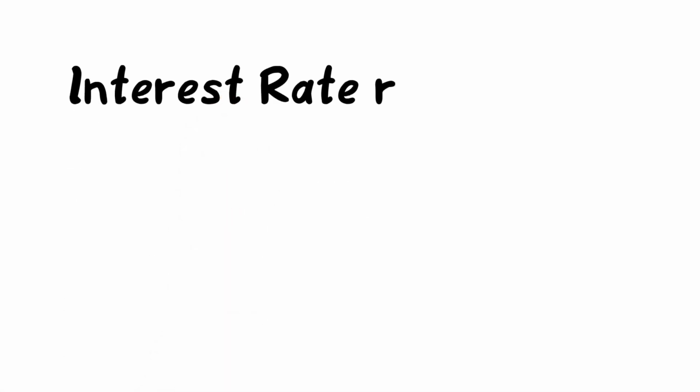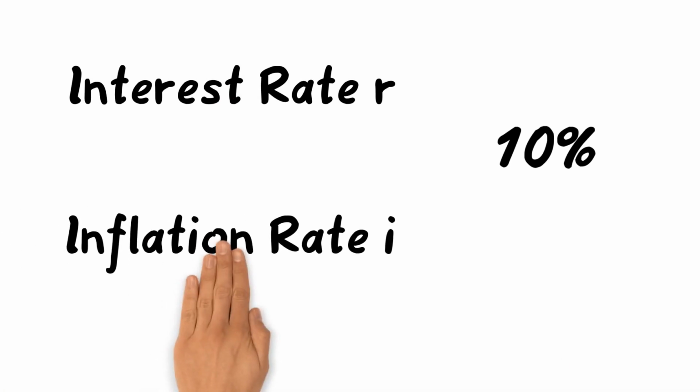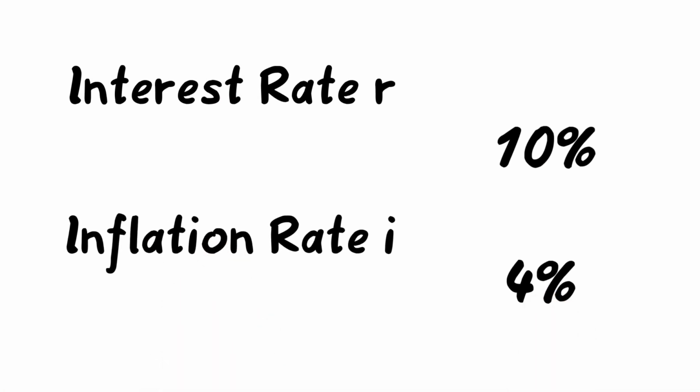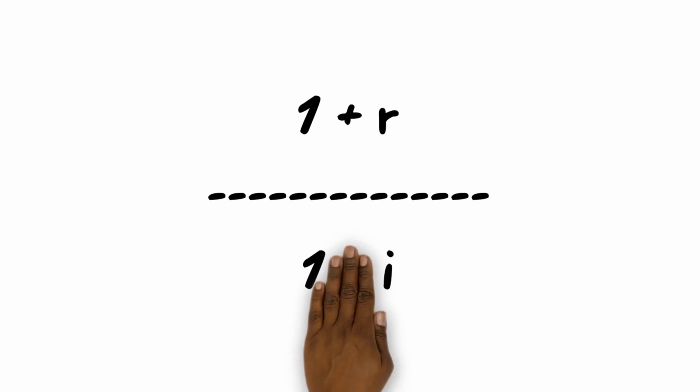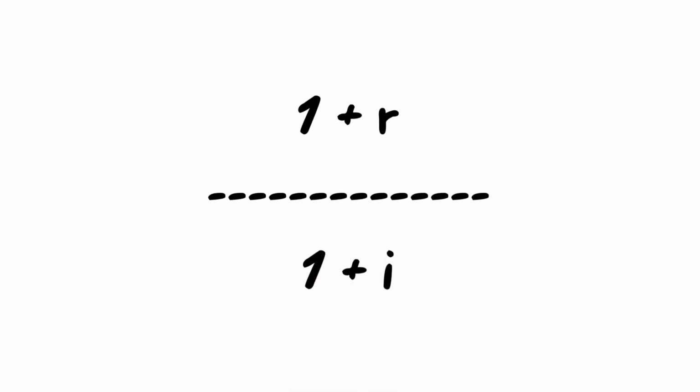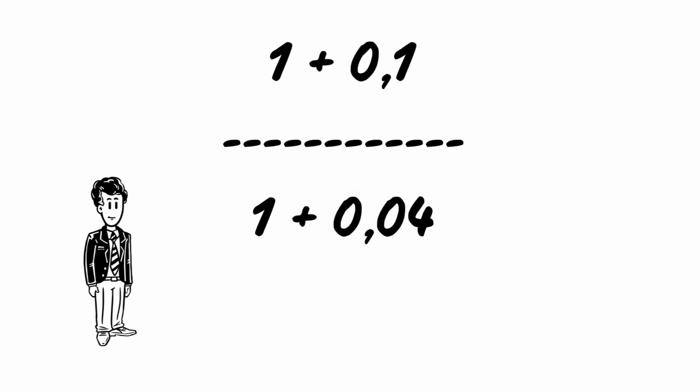For this, we require the interest rate R that Tom expects, 10%, and the inflation rate I of 4%. The formula looks like this. 1 plus R over 1 plus I. Tom enters all the values, which looks like this. He gets 1.0576. So, his real return rate is 5.76% instead of 10%.